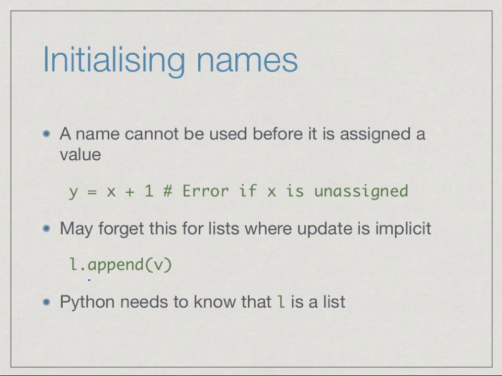When I say l.append(v), there is no equal to sign. So it's not immediately obvious that l.append(v) requires l to already have a list value. Why can't I just append v, for example, to an empty list? Well, of course I can append v to an empty list, but how does Python know that l is an empty list? So Python needs to know that l is a list before it can apply this append function.